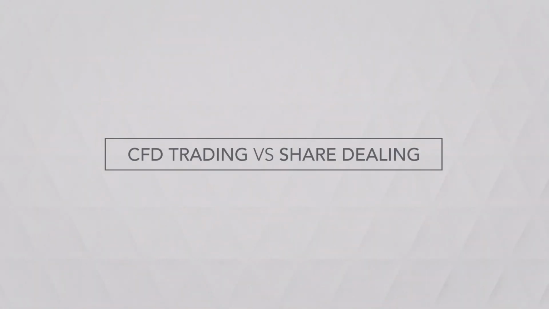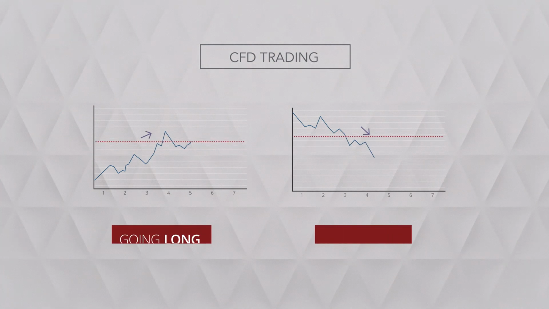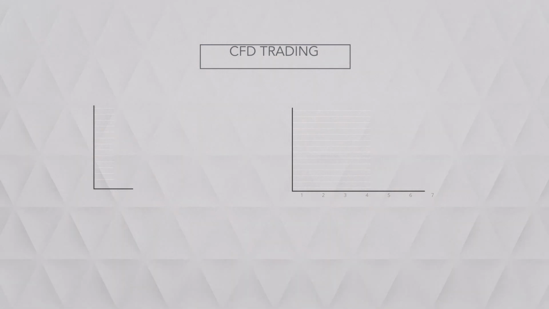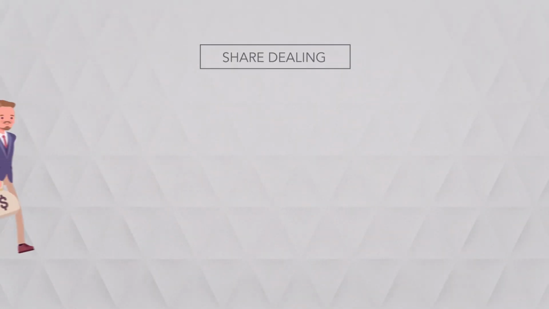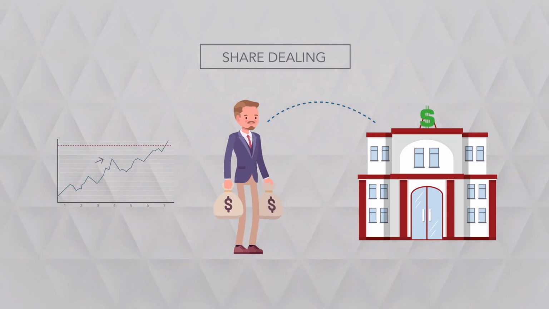CFD trading and share dealing. What's the difference? Well, with CFD trading, you speculate on the price of an asset without taking ownership of it. You can go long or short, meaning you can trade on falling markets as well as those that are rising. With share dealing, you buy and sell physical stocks and can only deal on rising prices.